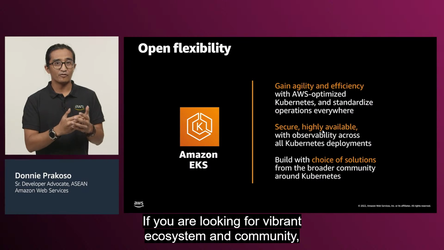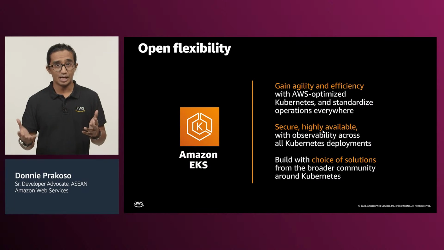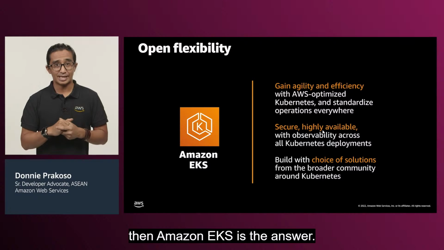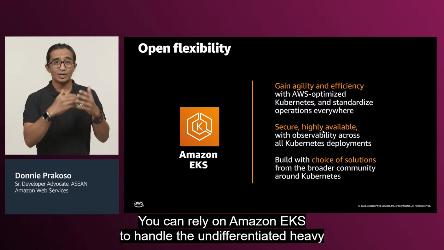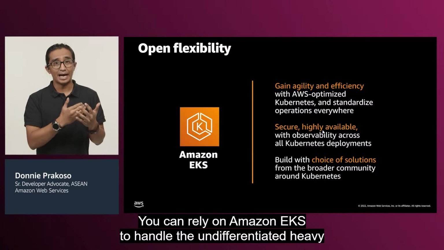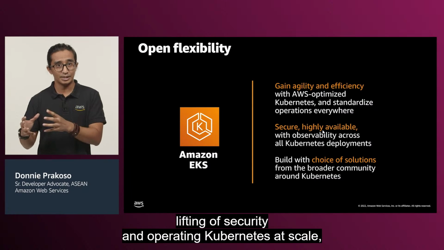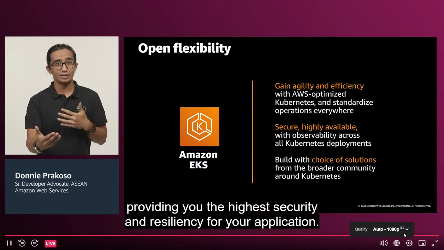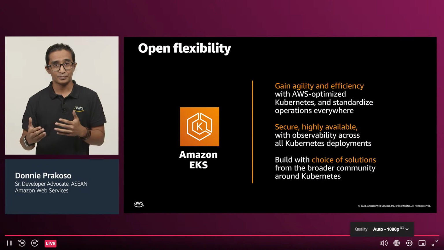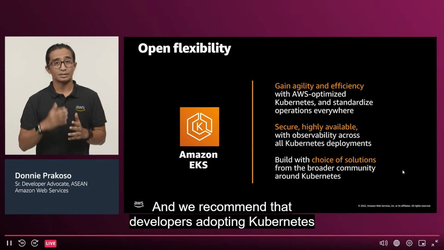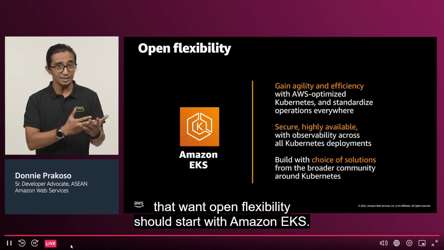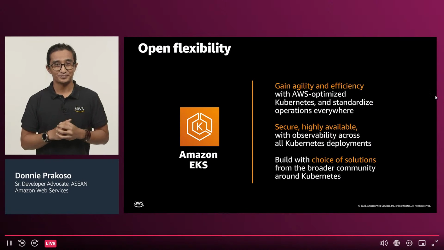If you are looking for vibrant ecosystem and community, consistent open source APIs, and broad flexibility, then Amazon EKS is the answer. You can rely on Amazon EKS to handle the undifferentiated heavy lifting of security and operating Kubernetes at scale, providing you the highest security and resiliency for your application. And we recommend that developers adopting Kubernetes that want open flexibility should start with Amazon EKS.